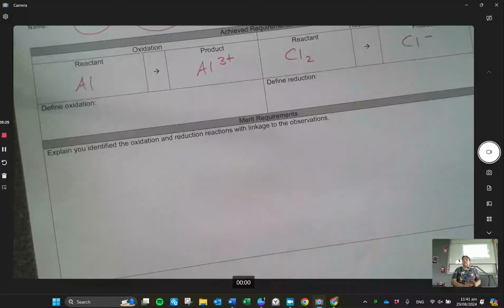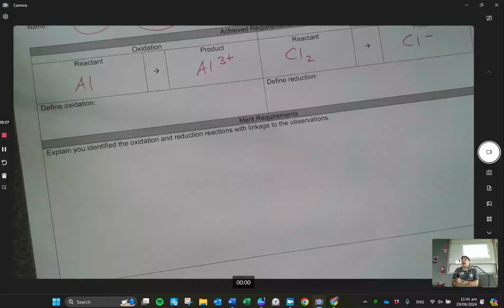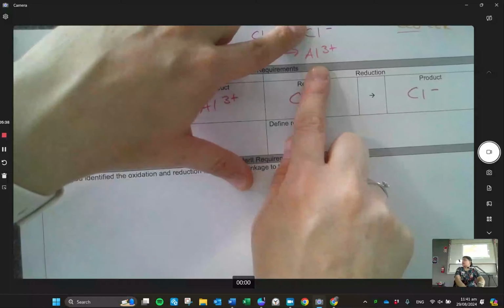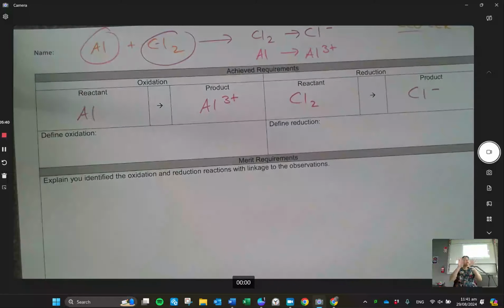Merit requirements is linking the observations to what's happening, to justify how you've identified oxidation and reduction. So talking about how it started as a gray shiny metal, started as a green gas, and formed a white powder, which is the aluminum chloride. Again, I won't write it down because it's good for you to practice. I'm just giving you the overarching beginning steps.